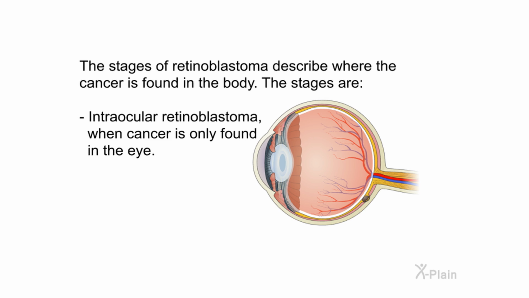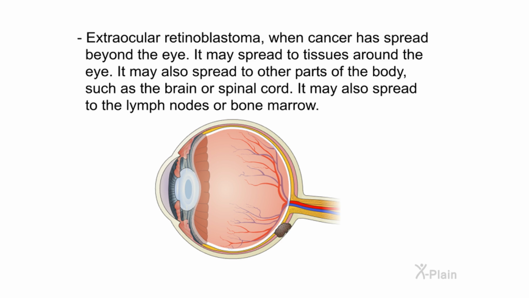The stages of retinoblastoma describe where the cancer is found in the body. The stages are intraocular retinoblastoma, when cancer is only found in the eye. Extraocular retinoblastoma, when cancer has spread beyond the eye. It may spread to tissues around the eye. It may also spread to other parts of the body, such as the brain or spinal cord. It may also spread to the lymph nodes or bone marrow.